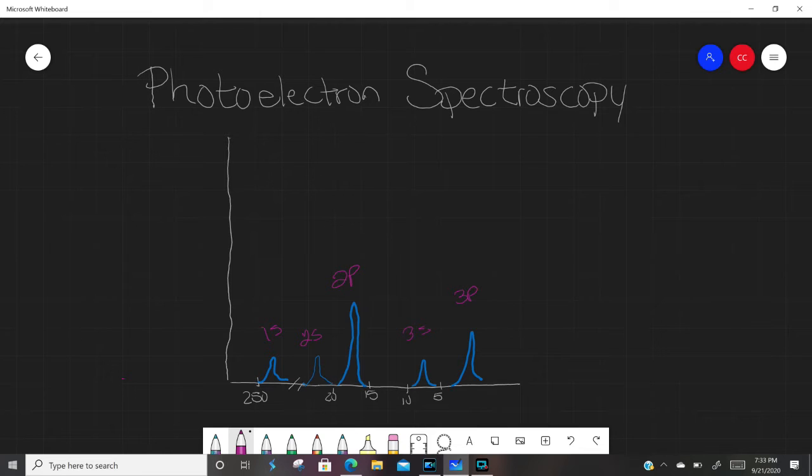What you'll notice is your 1s orbital, your s orbitals can only have 2 electrons. So they have tiny peaks. Your 2p has 3 times as many electrons, so it's 3 times as high. So in this case, this is about twice as high as that one. So this probably has about 4 electrons in it. If that's 2, double that is going to be 4. And so we are at the 4p.